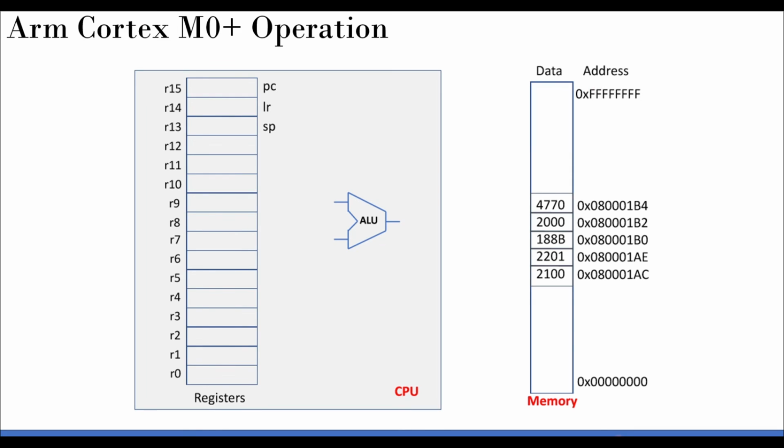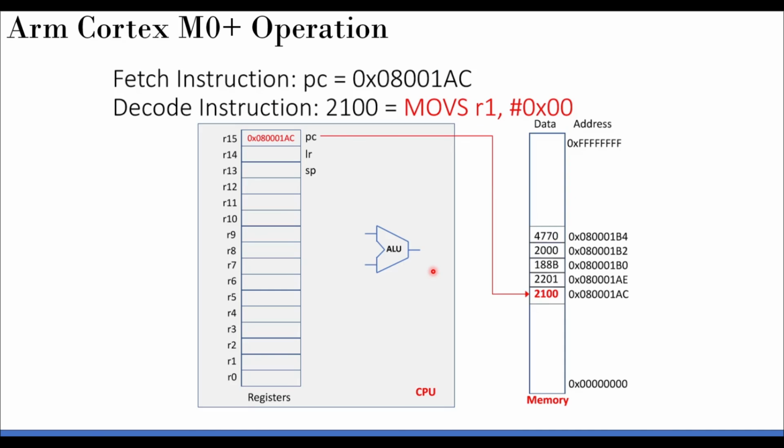Okay, and then these are the locations starting from all zeros to all Fs. You have some data in these locations. Okay, so let's do an example. Fetch instruction: this address location holds the instruction. This is just an illustration. You will understand this more when you do it. This address location has 2100, and 2100 literally means MOVS R1, #0x00. These are instructions we have not studied.